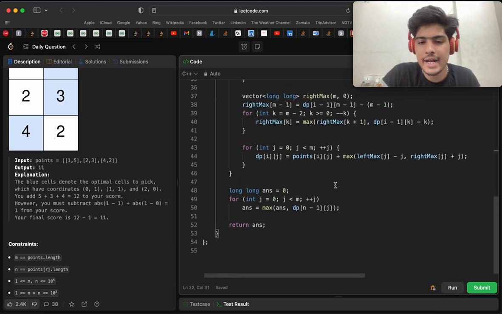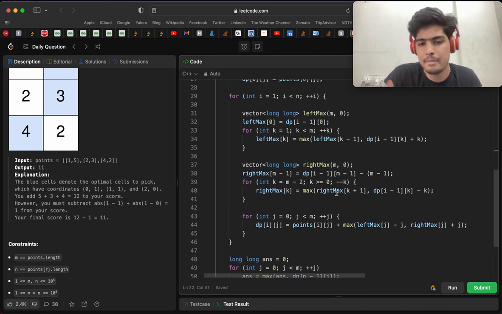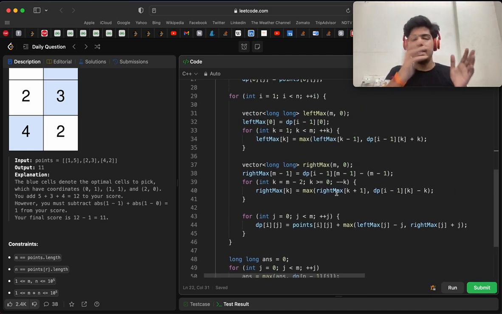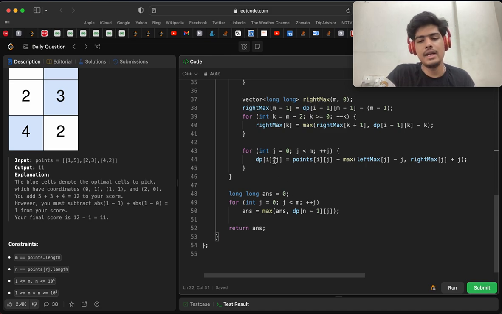Now I have to update my dp also. So dp of i of j now will be points of i comma j plus the maximum of these two. So this will update the dp array. Finally, I will return the answer. For returning this, I have to initialize my answer. So long answer equals 0, and I am applying a loop that is going from 0 to m, because m is the size of the column.